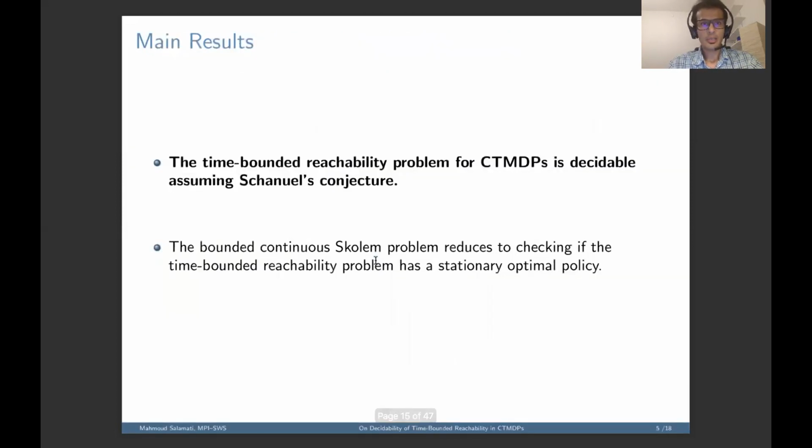In this paper, our main contribution is that we show that the time-bounded reachability problem for CTMDPs is decidable subject to Schanuel's conjecture. And the second contribution is that we consider a very famous problem from linear dynamical systems called the bounded continuous Skolem problem. And we show that it reduces to checking if the time-bounded reachability problem has a stationary optimal policy. I will first continue with the first item.